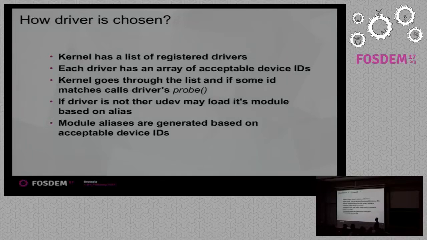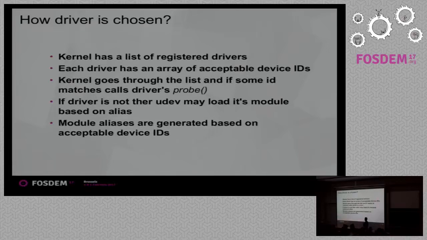How do we choose our driver? Well, in a standard Linux way. It means that the kernel has a list of all registered drivers. Each driver has an array of acceptable device identities. So each driver declares, "I'm compatible with such a device. Choose me for them." The kernel goes through that list, and if some ID from that array matches, it calls the driver's probe function. If there is no driver, UDEV may load the module.